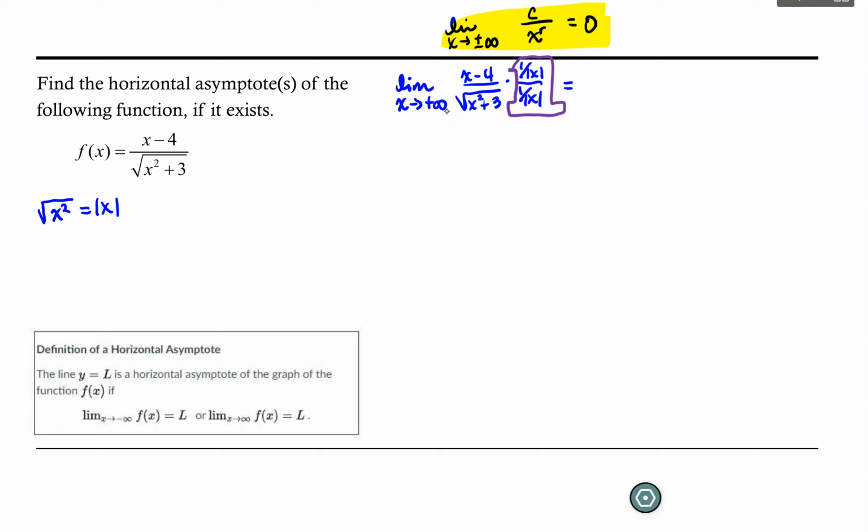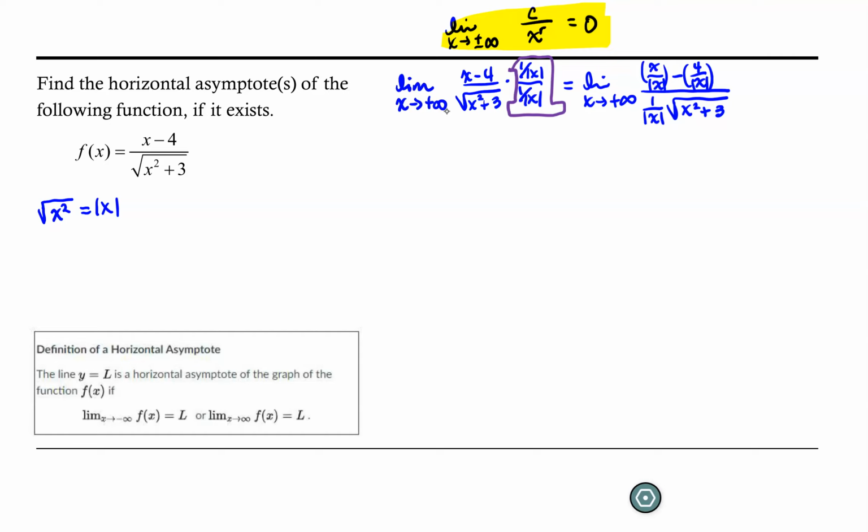So what do we end up with? We end up with the limit as x approaches positive infinity of, in the numerator using the distributive property, x over the absolute value of x minus 4 over the absolute value of x, all over 1 over the absolute value of x times the square root of x squared plus 3.